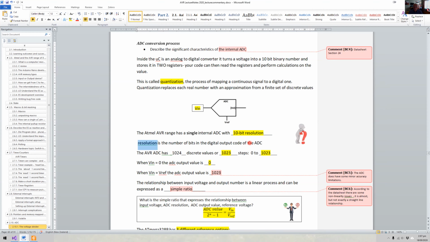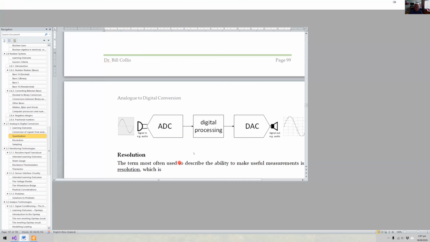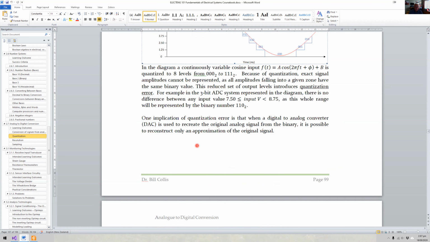Sometimes we mean the same thing, and sometimes we use the same word to mean slightly different things. And that's what we've got here. So we can talk about the voltage resolution, which is the range of a single bit change in our ADC, or we can talk about the resolution as simply the number of bits. So in this example here, we were talking about 3 bits.